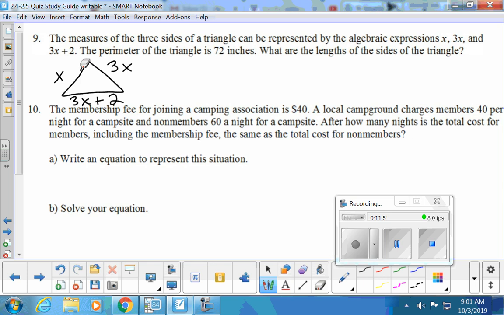Caspian, how do we do perimeter? We add them all together. Yes, so we're going to do x, and then 3x, and then 3x plus 2. And we're going to set it equal to 72. Perimeter means add all the sides together. Okay. So it's really just a simple equation to solve. It didn't end up being nearly as bad as I thought it could have been.